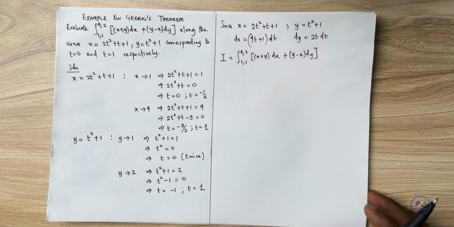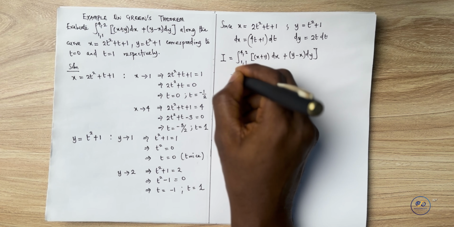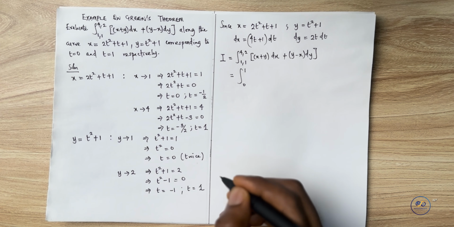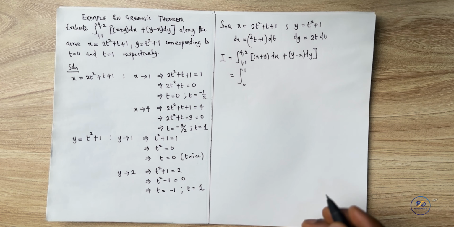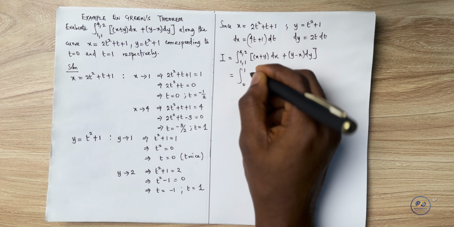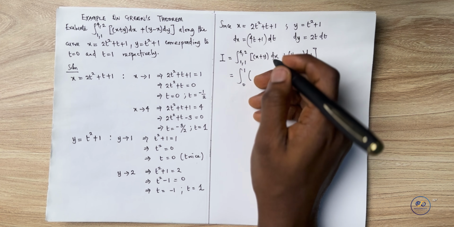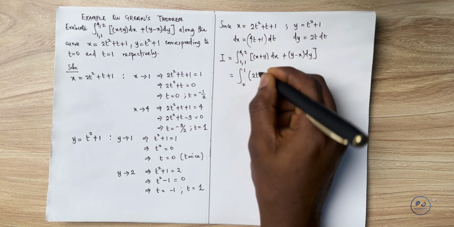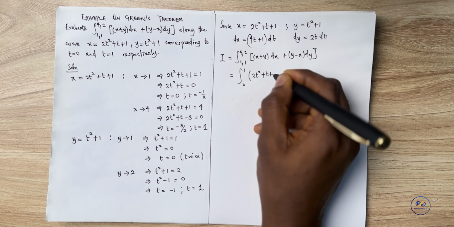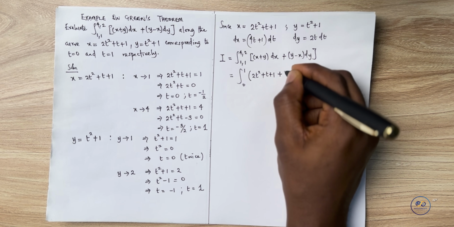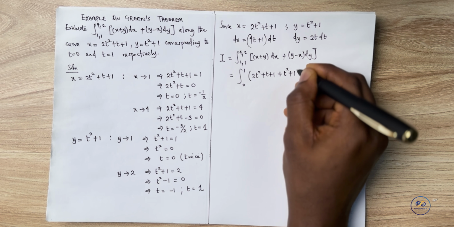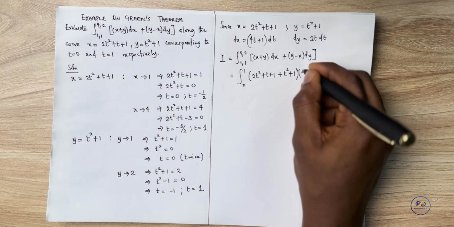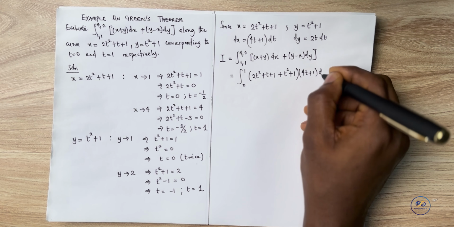Now let's continue. In this case, this would reduce into the integral from 0 to 1 based off the t values. Wherever we see x, it is replaced with 2t squared plus t plus 1. Anywhere we see y, it is replaced with t squared plus 1. And where we see dx, it will be replaced with (4t plus 1) dt.